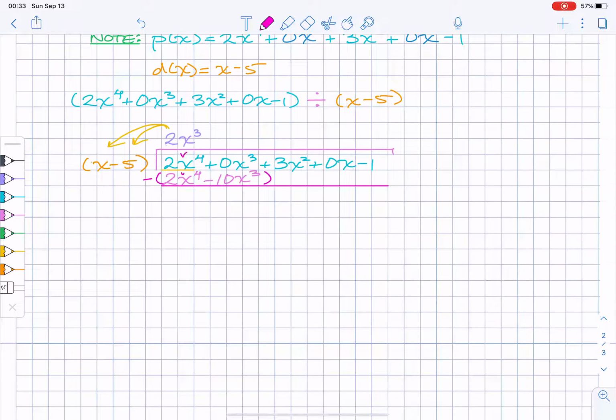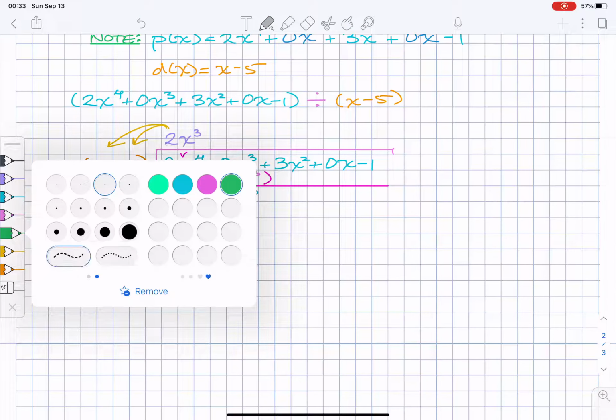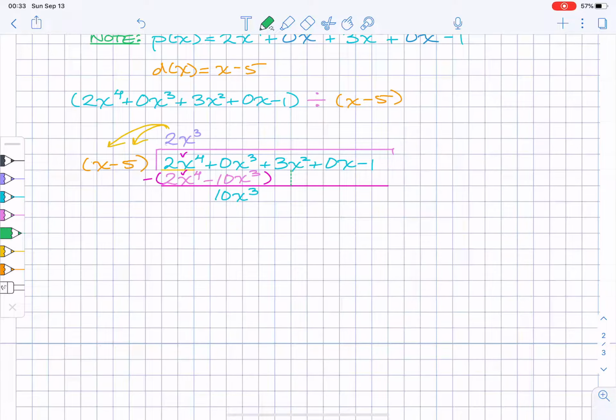So the first term sums to 0, but then 0 minus a negative, or plus 10, will be 10x cubed. And what I'm going to do with the rest of these is drop them down. So I'm going to drop down the 3x squared, 0x, and the minus 1. So we get plus 3x squared plus 0x minus 1. And we start again. What do I need to multiply x by in order to get 10x cubed? And I claim that will be 10x squared.